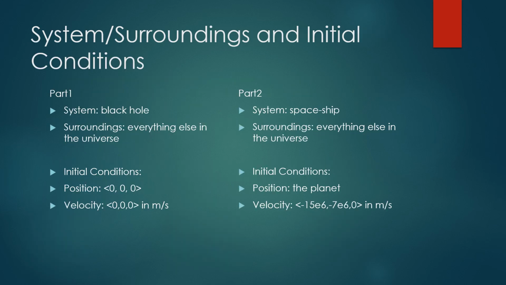The black hole was a system in part 1, and its surroundings are everything else in the universe. The spaceship was a system in part 2, and its surroundings are everything else in the universe. The initial velocity of the black hole in part 1 is 0 in the x dimension, 0 in the y dimension, and 0 meters per second in the z dimension. The initial velocity of the spaceship is negative 15 e to the 6 meters per second in the x dimension, negative 7 e to the 6 meters per second in the y dimension, and 0 meters per second in the z dimension.